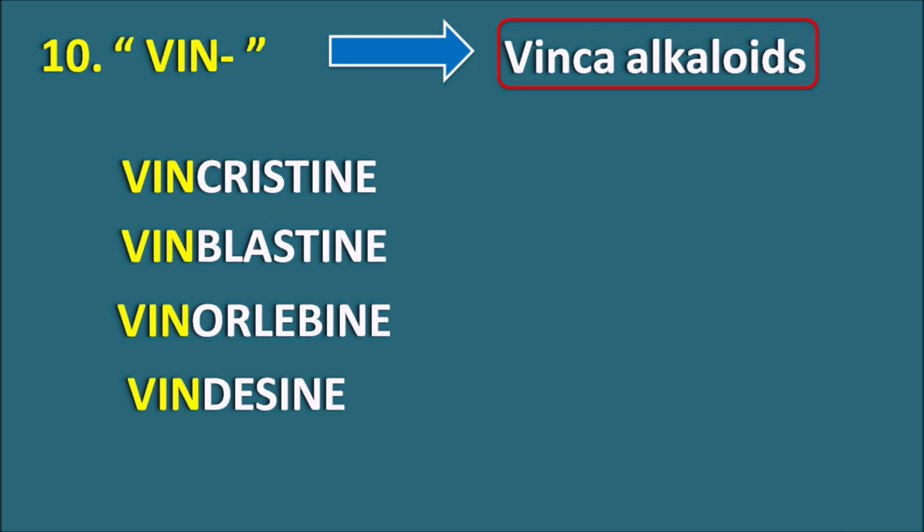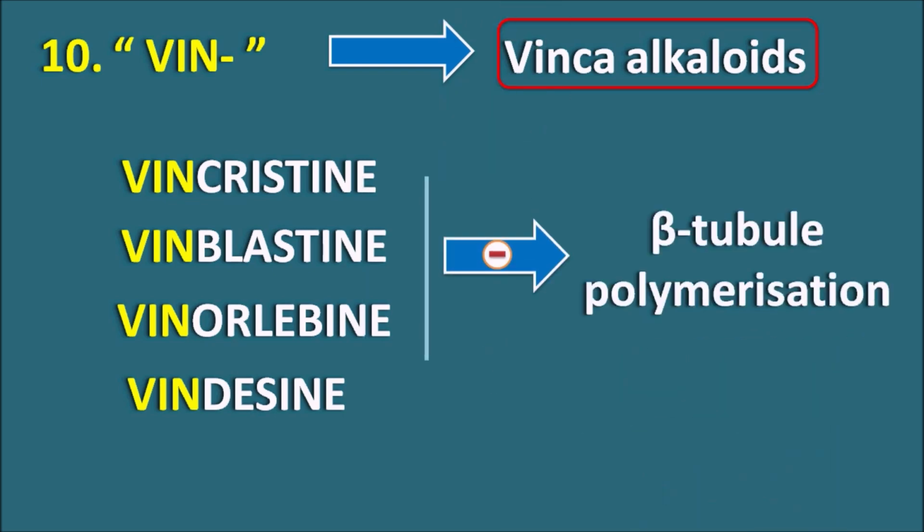How are these drugs going to act? These drugs are going to inhibit the polymerization of the beta tubulin. So beta tubulin is not converted into microtubules. Since they are going to inhibit the microtubule formation, these drugs act as spindle poisons and they inhibit the mitotic division. Particularly, these drugs can be used in the treatment of lymphomas like Hodgkin's and non-Hodgkin's lymphoma and lymphoblastic leukemia. In all these conditions, Vinca alkaloids can be used.